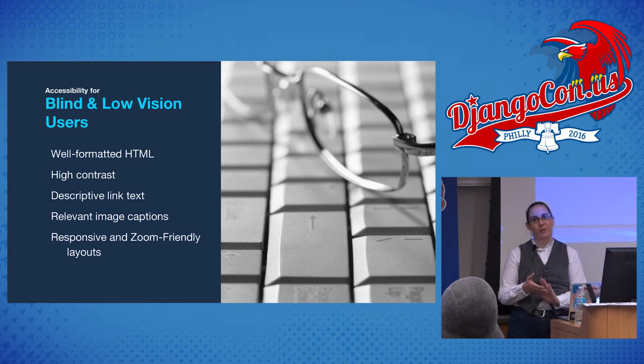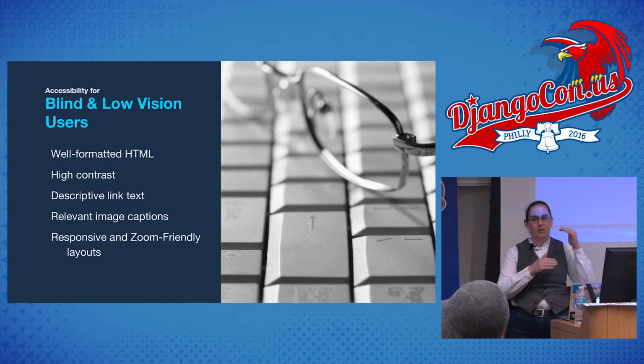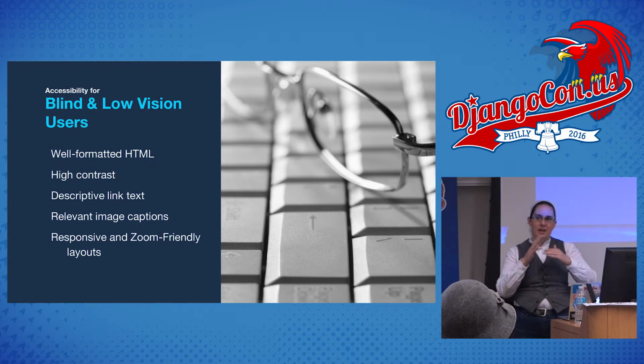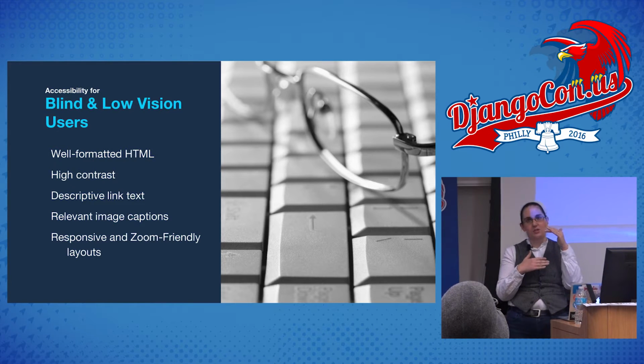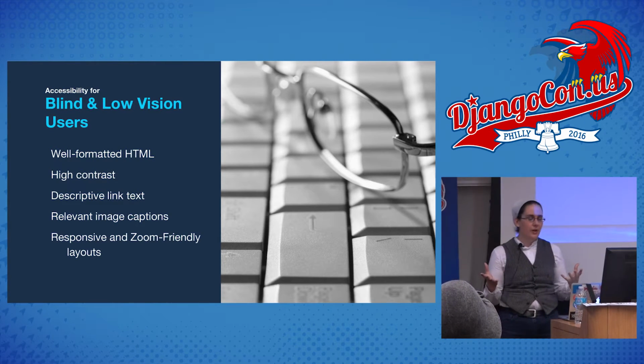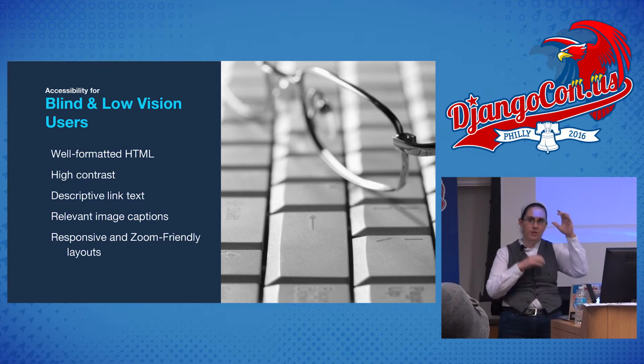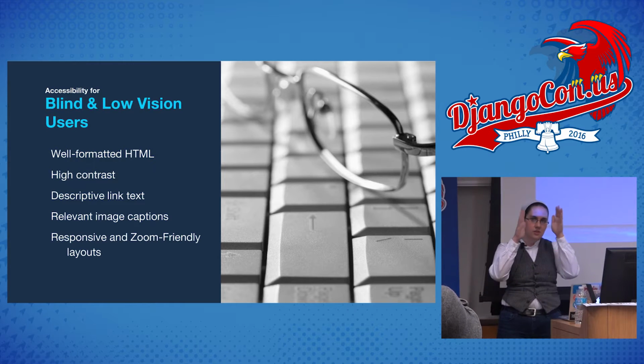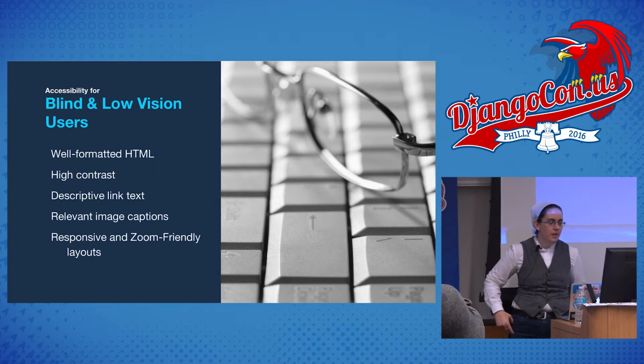So well-formatted HTML really helps. If you're using headers, H1s, H2s, H3s, screen readers will actually parse those to create a table of contents for the user so that they can dip down into the section of the page that's relevant to them. So having those formatted correctly, using them consistently throughout the page so that you don't have different H1s all over the place, so that the screen reader knows how to parse it, is a big help for that.